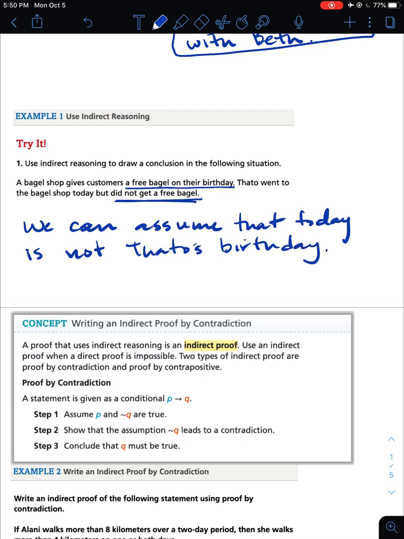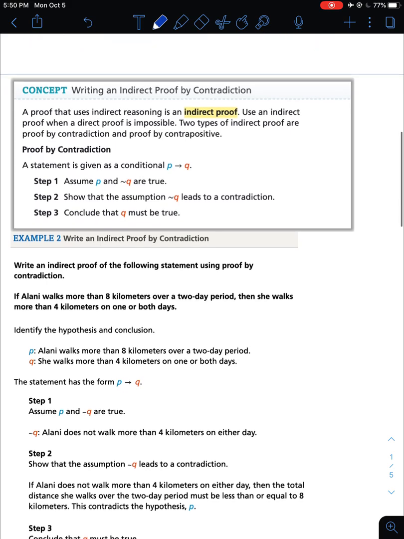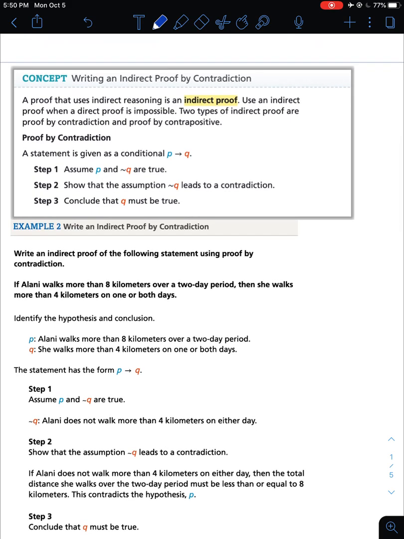Okay, so writing an indirect proof by contradiction. A proof that uses indirect reasoning is called an indirect proof. We use indirect proofs when direct proofs are impossible. So when it's not possible to use the original statement to prove that it is true, we use an indirect proof.